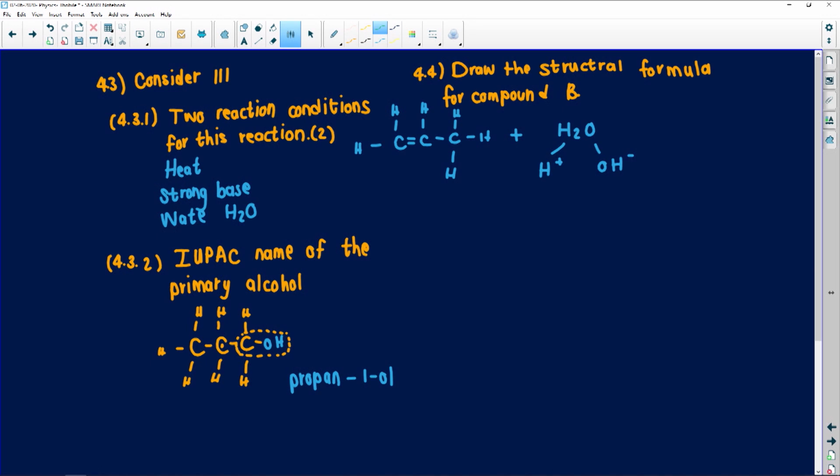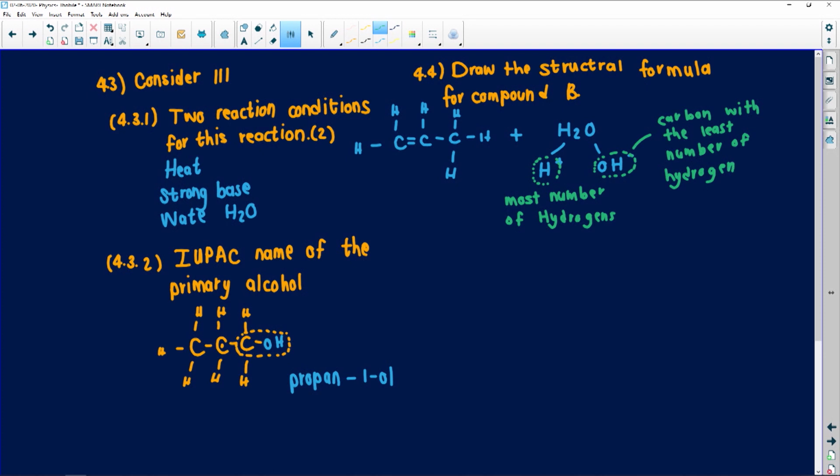Now remember, guys, according to Markovnikov and Zaitsev, this hydrogen will attach itself to the carbon with the most number of hydrogens, and this OH will attach itself to the carbon with the least number of hydrogens. This is just a rule of thumb.